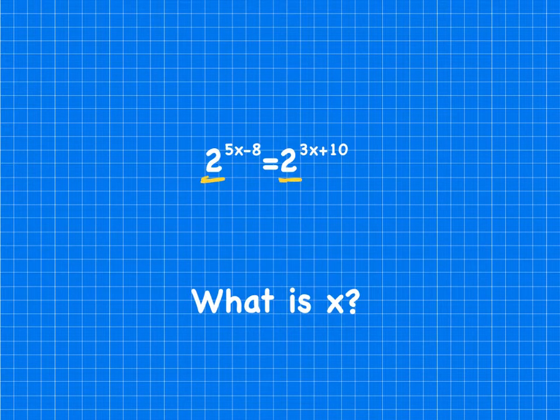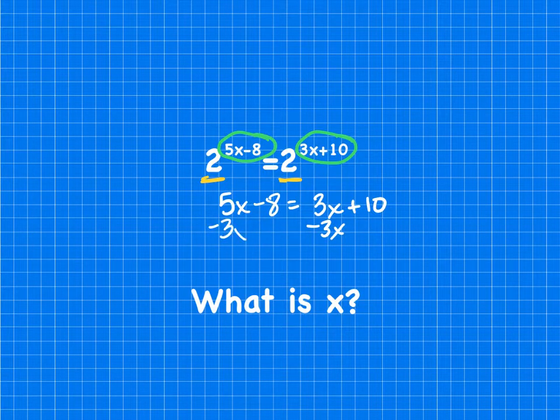Again, same base, different exponents, but we know once again, even though they're different, they are equal. So 5x minus 8 equals 3x plus 10. Subtract 3x from both sides, add 8 to both sides. So I'm left with 2x equals 18. Divide both sides by 2, and I have x equals 9.